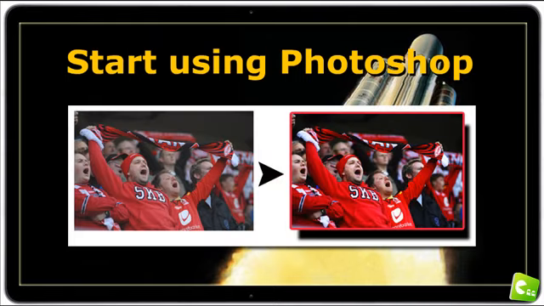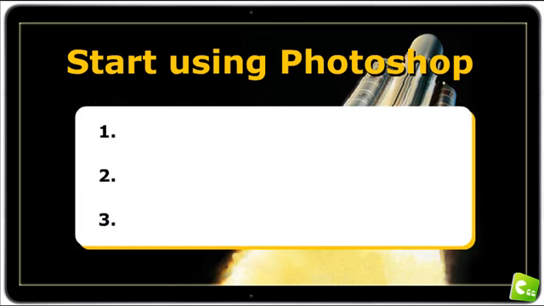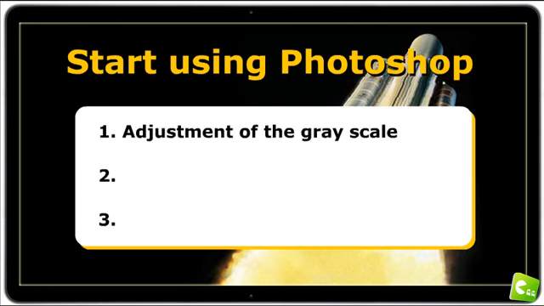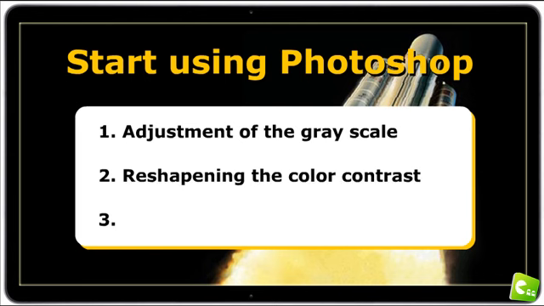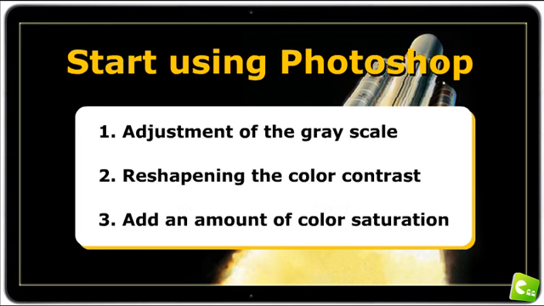I wish to guide you through a 3-step long tutorial which can be used to optimize raw digital photographies into substantial high quality images ready for either being printed or presented on the internet. The method in consecutive order. First, adjustment of the grayscale. Second, reshaping the color contrast, and finally add an amount of color saturation.